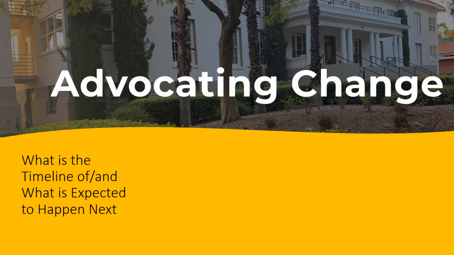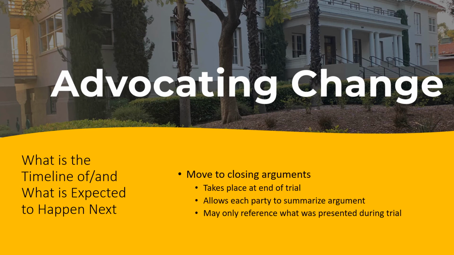Now, we will discuss what happens next. After each party has had an opportunity to cross-examine each other's witnesses, the trial will move to closing arguments. The closing argument takes place at the end of trial, and the plaintiff typically goes first. This is an important step during trial because it allows each party the opportunity to summarize their evidence, point out discrepancies in their testimony, and argue why the law is in their favor. Both parties are only allowed to reference evidence and testimony that was presented to the court during trial.